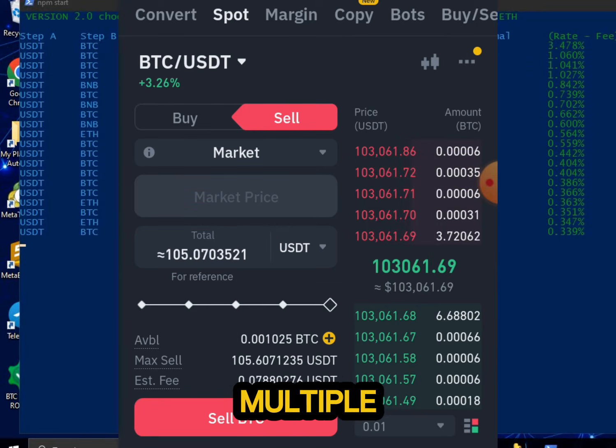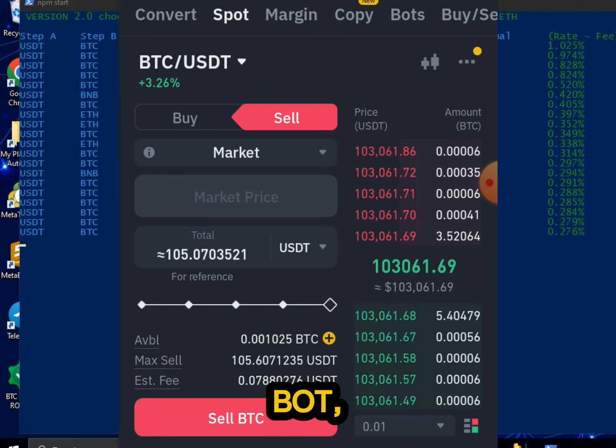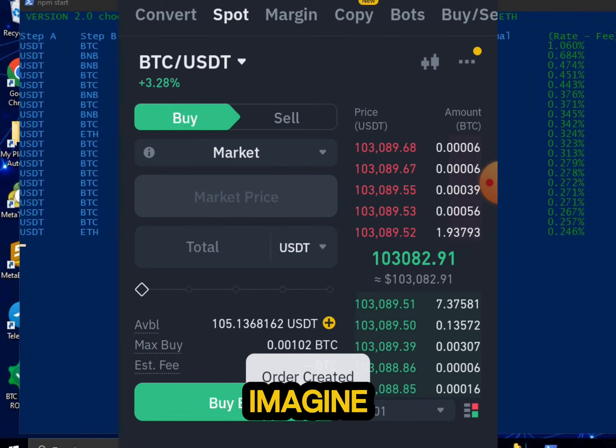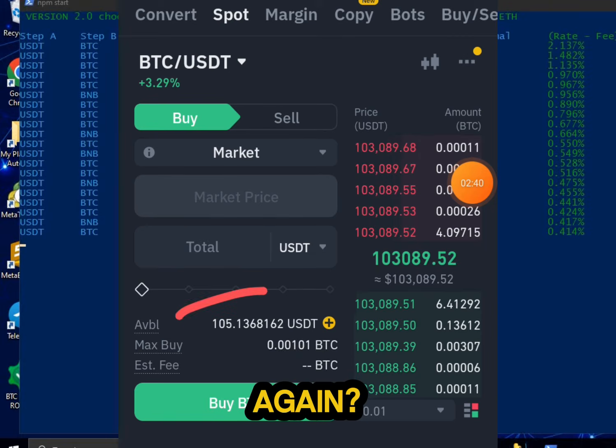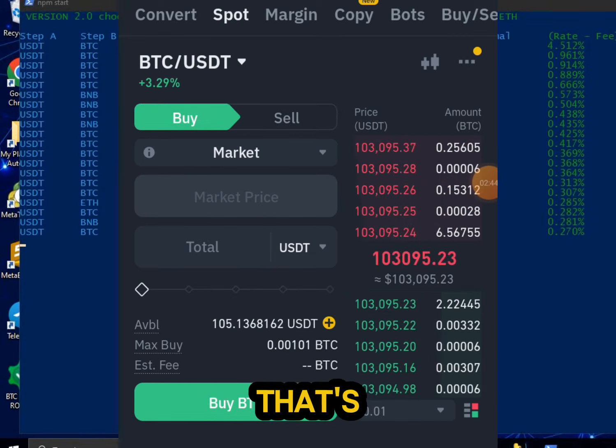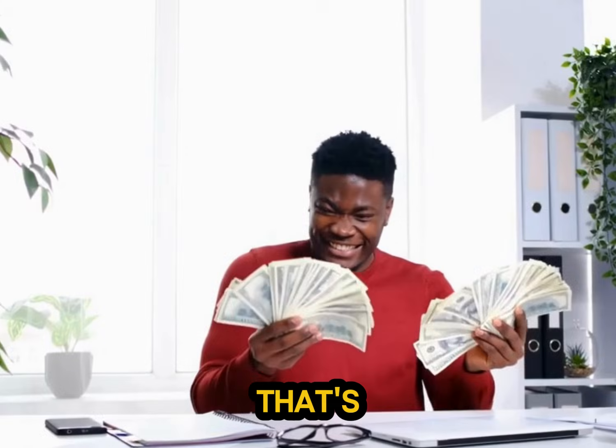If I should take multiple trades a day with this bot, since it gives multiple signals, unlimited signals daily, imagine repeating this process again and again. And let's assume I am only interested in taking 10 trades in a day. That's 50% profit. That's incredible, guys.